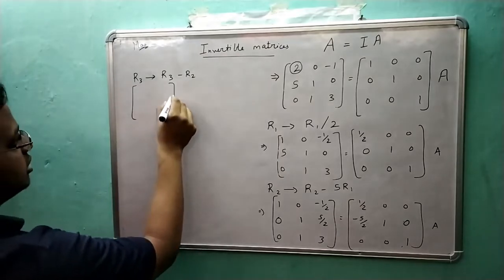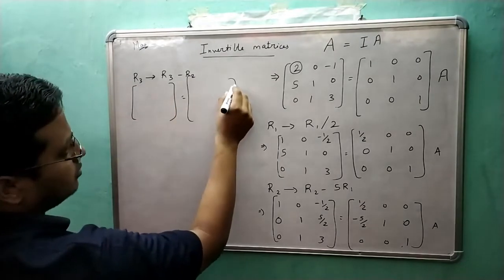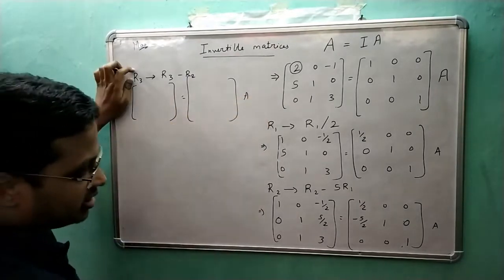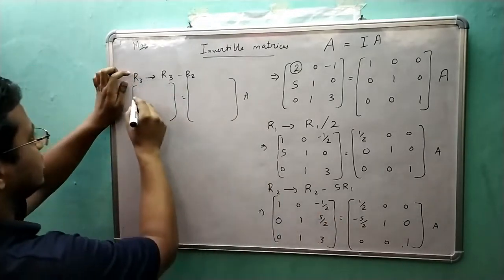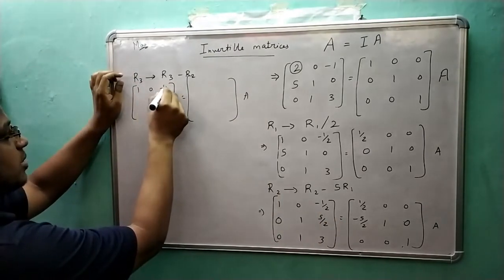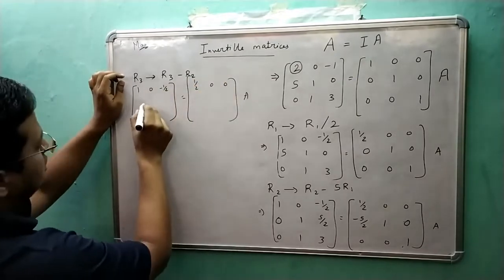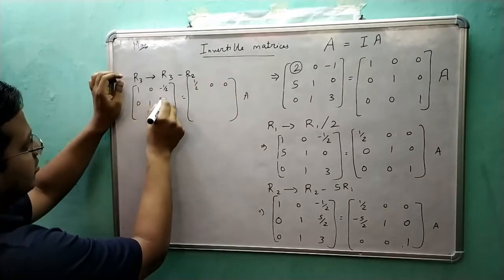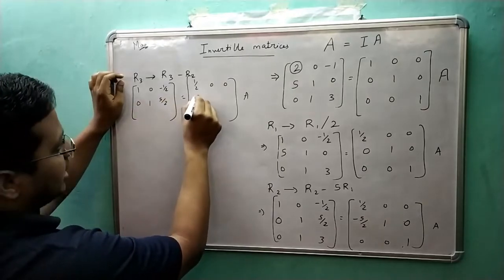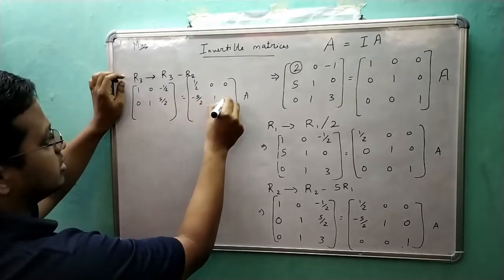So our equation will become, as you can see, only R3 is changing. R1 and R2 will remain same. So 1 0 minus half, half 0 0, 0 1 5 by 2, minus 5 by 2, 1 0.